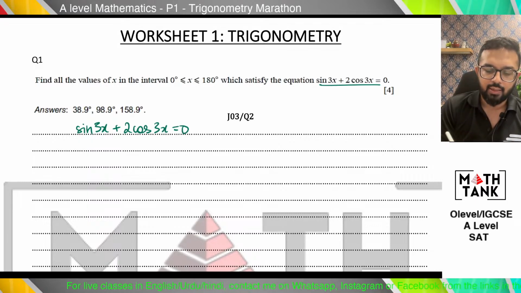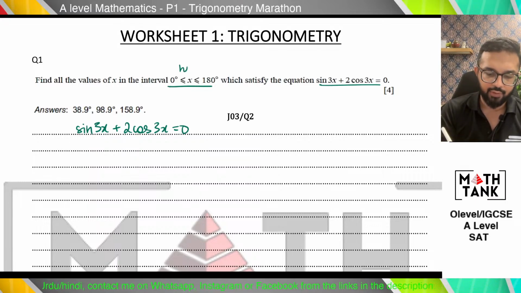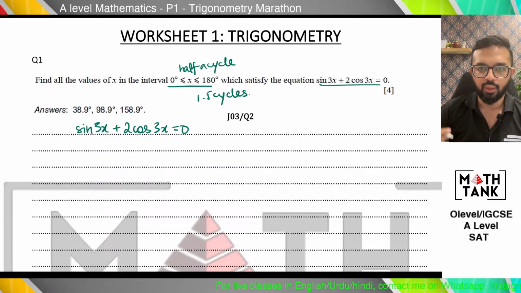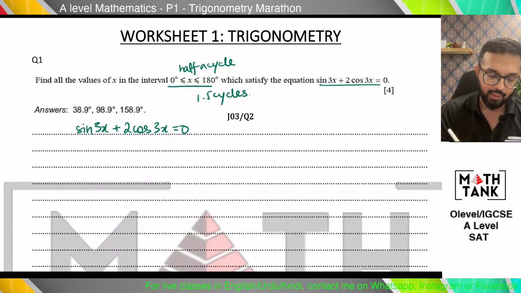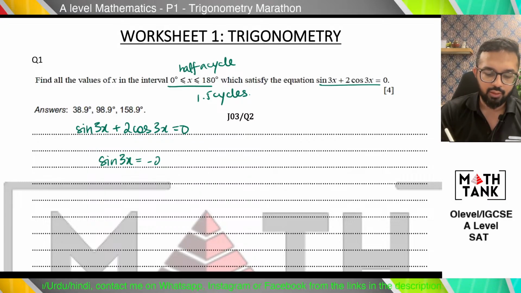Okay. I see 3x, and x is going from 0 to 180, so x has half a cycle. If you go 3x, that means 3 times half, which means 1.5 cycles. So I will be going in quadrant 1, 2, 3, 4, 5, and then 6 as well. And I will check where I'm positive, negative. Before I do that, I will have to convert this into tan.